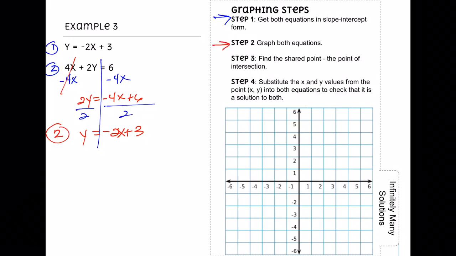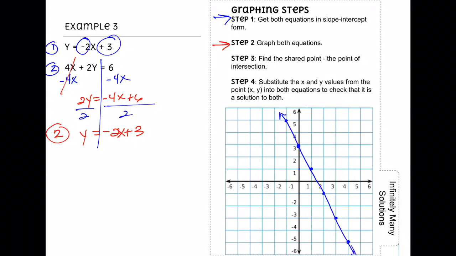Step 2, graph both equations. So let's start with number 1. The y-intercept is (0, 3). And our slope is negative 2. So that's rise over run. Negative 2 is 2 down over positive 1, 1 to the right. So down 2, 1 to the right, or up 2, 1 to the left. And draw a decent line.